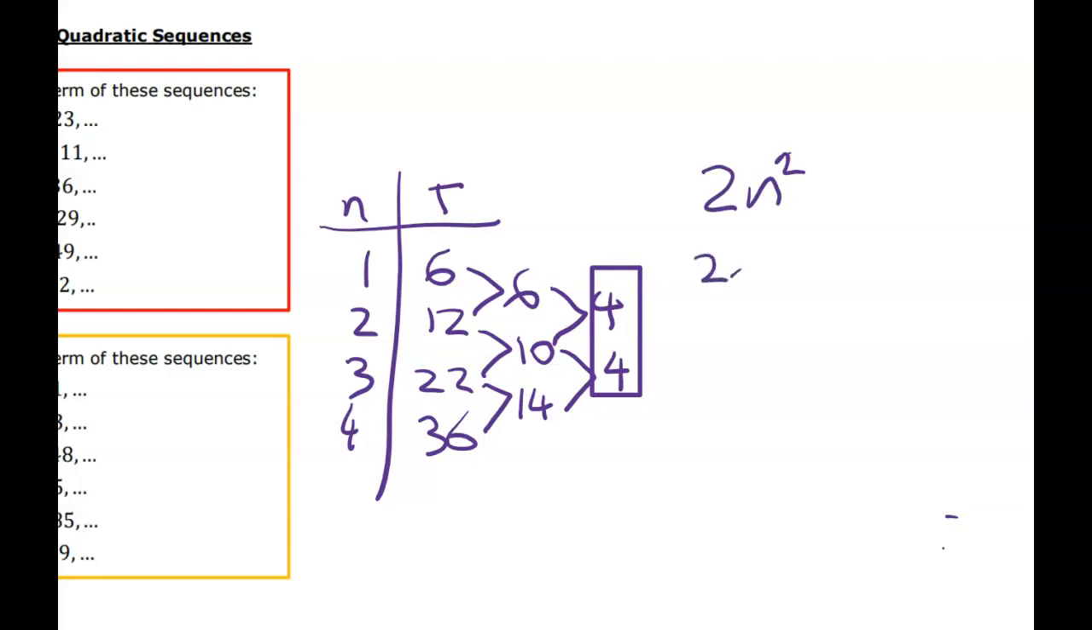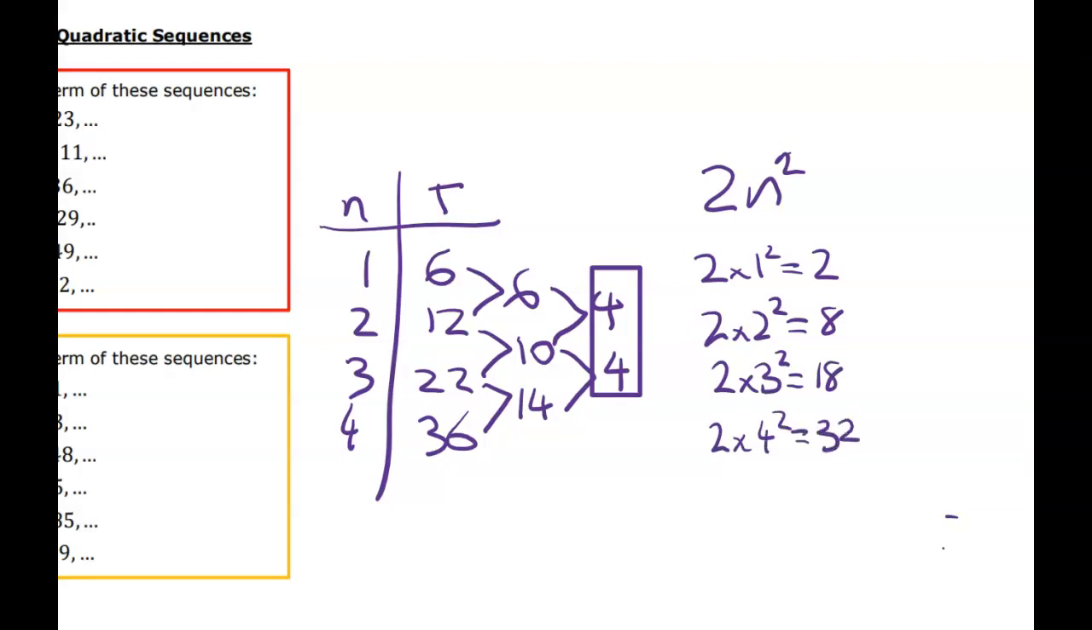So we have 2 times 1 squared, which is 2. 2 times 2 squared, which is 8. 2 times 3 squared, which is 18. And 2 times 4 squared, which is 32. And now we do the leftover. And let's see what we get.